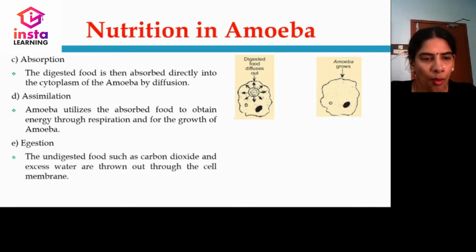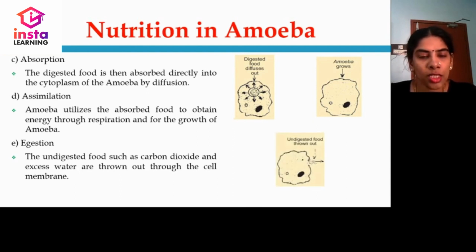Egestion. The undigested food such as carbon dioxide and excess water are thrown out through the cell membrane. So, the undigested food is thrown out of the body while the digested food is absorbed by the cytoplasm for the growth of amoeba and for respiration.